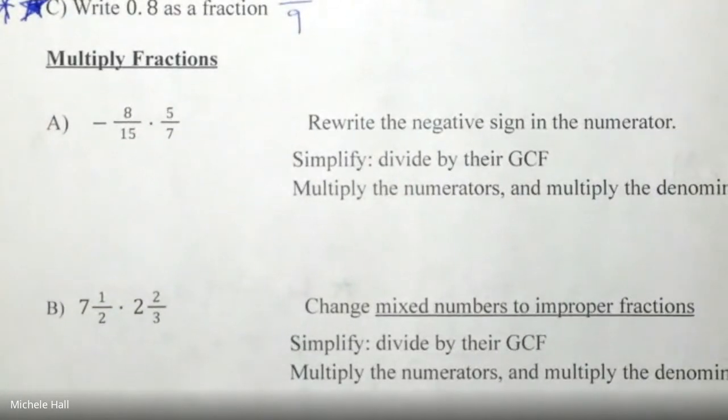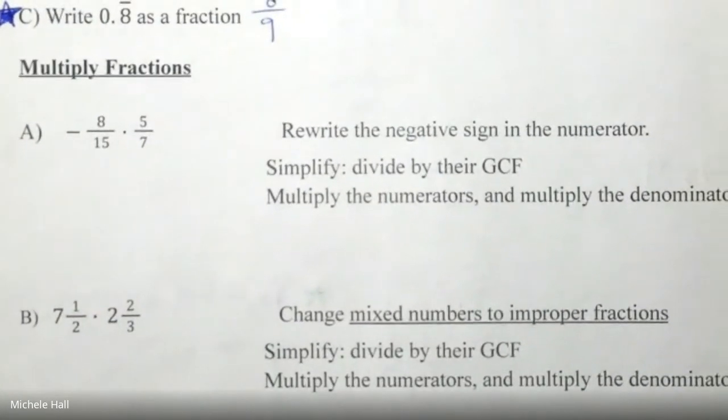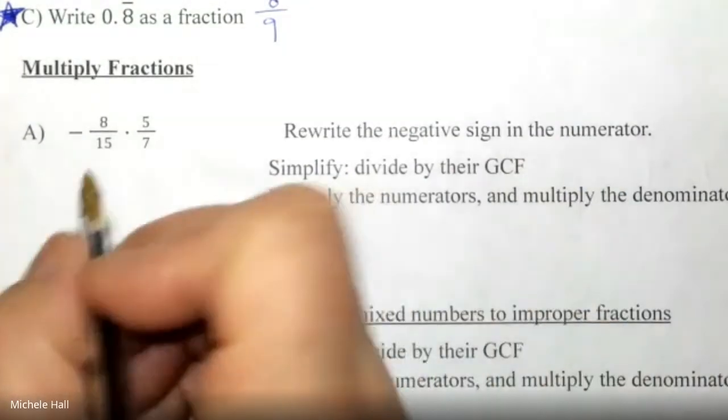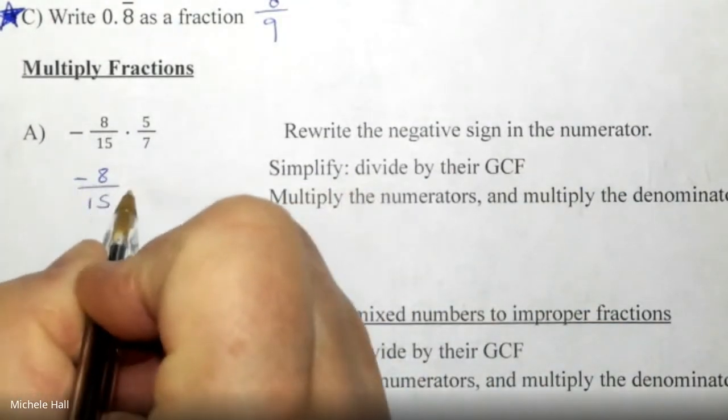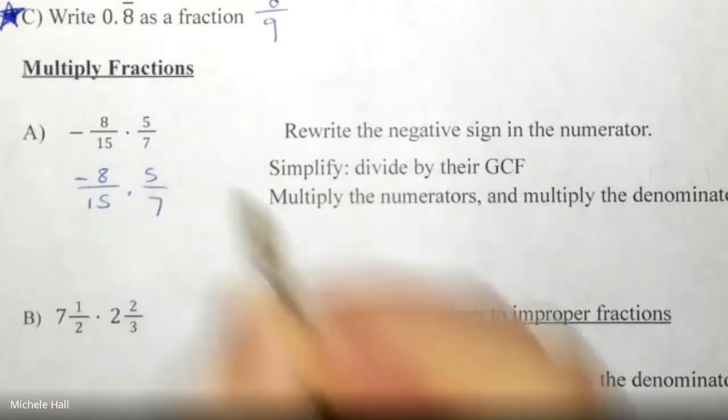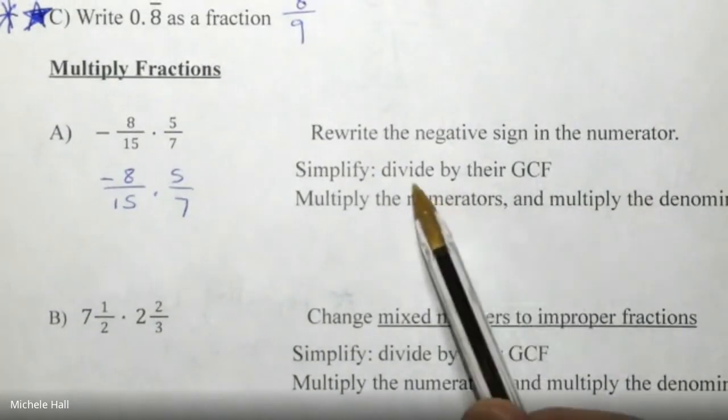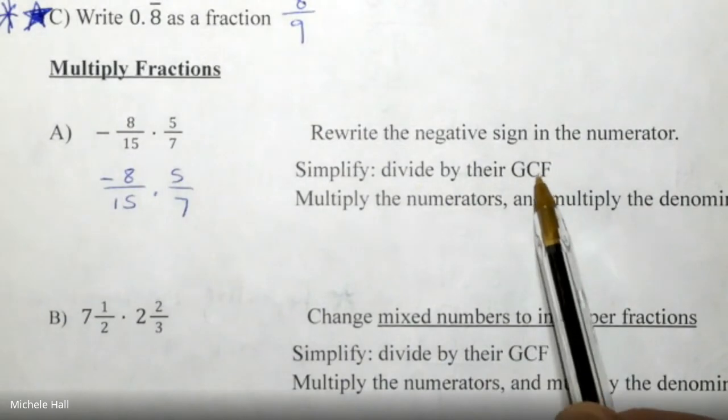Moving on to multiplying fractions. You guys are doing great at this. So it says rewrite the negative sign in the numerator. You got to kind of write small on this. I tried to not have so many pages here. Now it says simplify. You're going to divide by the GCF, the greatest common factor.